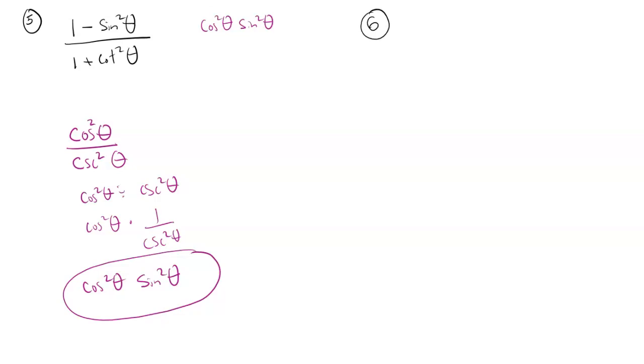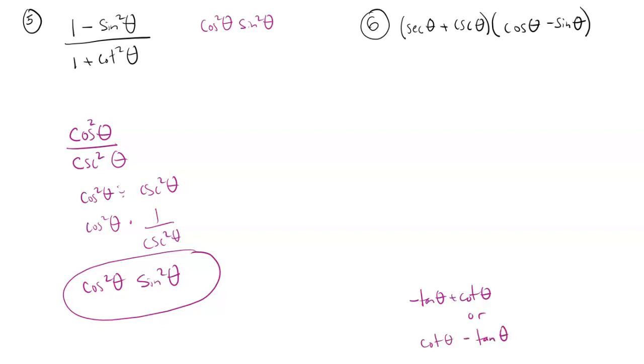All right, let's try one more. Secant of theta plus cosecant of theta, and then cosine of theta minus sine of theta. Again, if you want to try this on your own, the answer you should get, I'll put it down at the bottom, is negative tangent of theta plus cotangent of theta. Or we could rewrite it as cotangent minus tangent. It just depends on what you do.